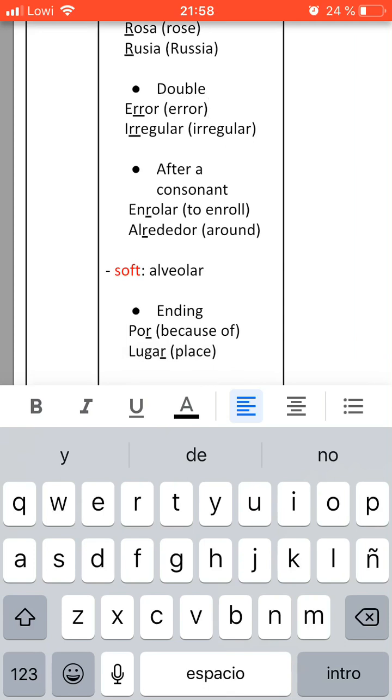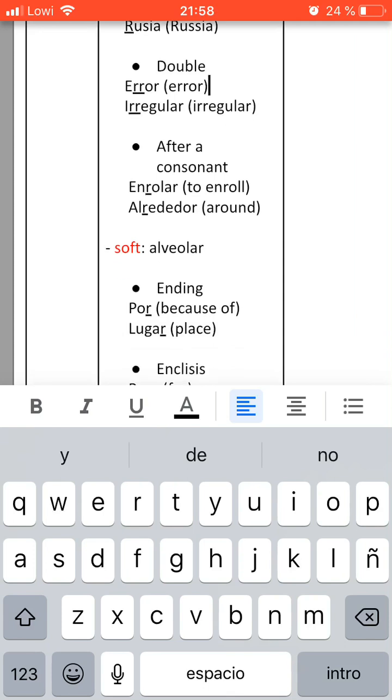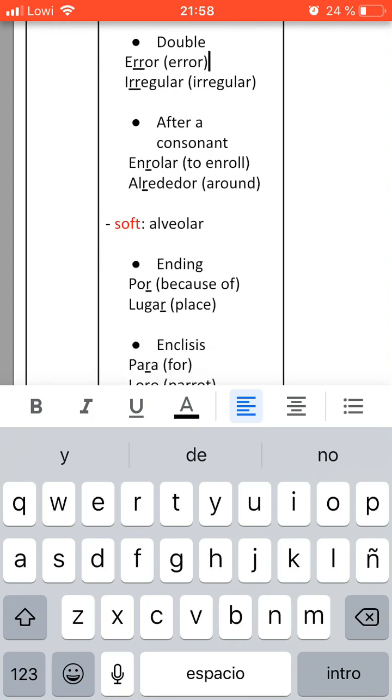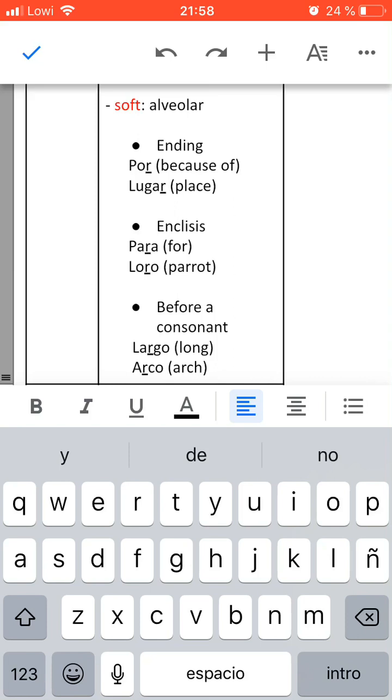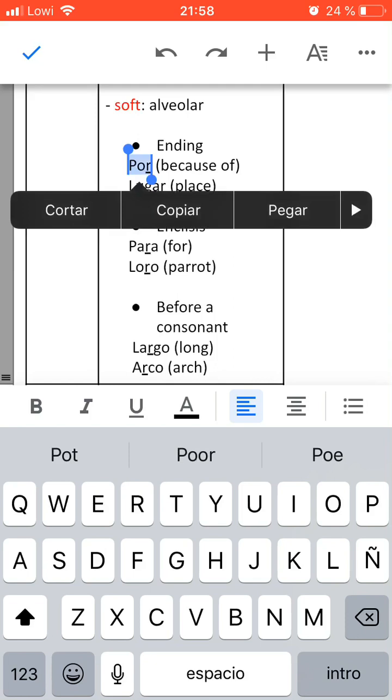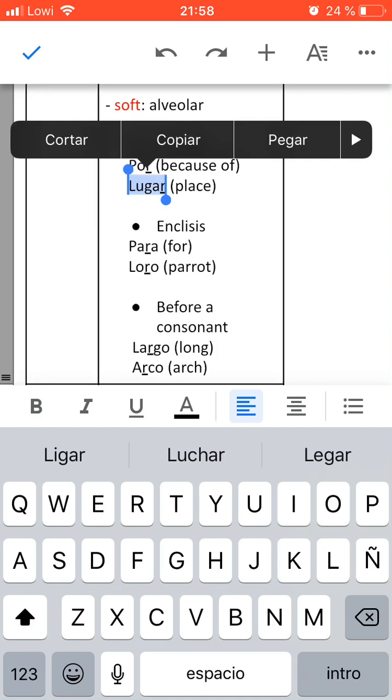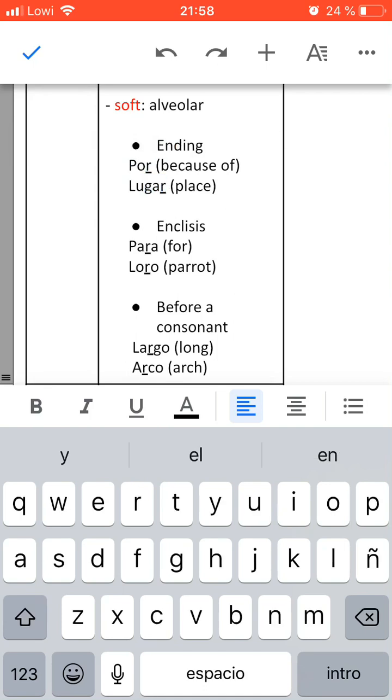Now we can see the soft sound of R, which is alveolar, a soft touch with the teeth, not as vibrating as the strong R. We have it in words which have an ending R, like por, which means because of, or lugar, which means place. We don't say por or lugar with a strong R. We say it soft because it's ending. We say por, lugar.